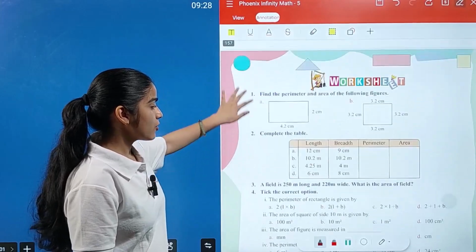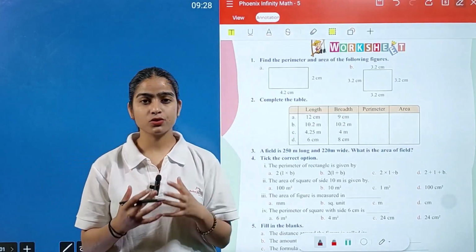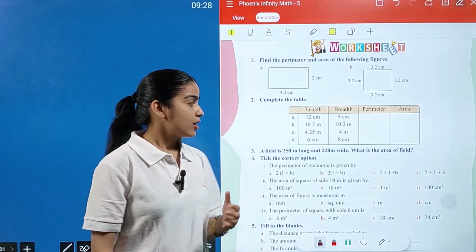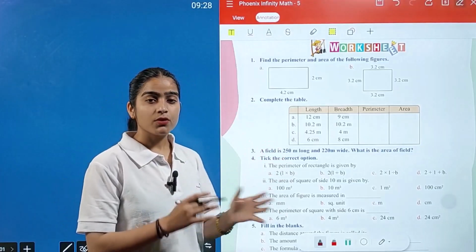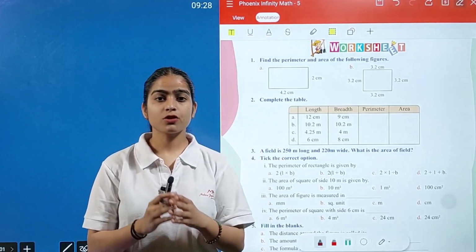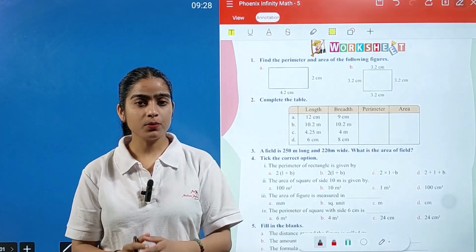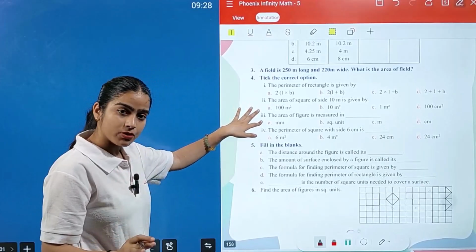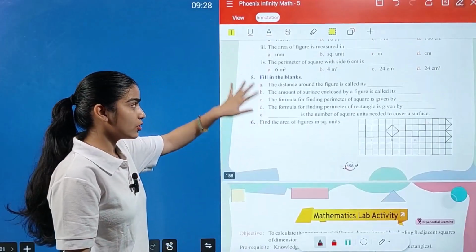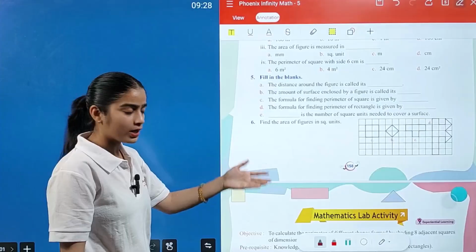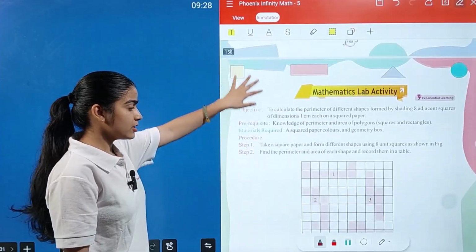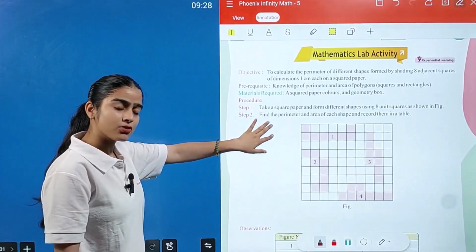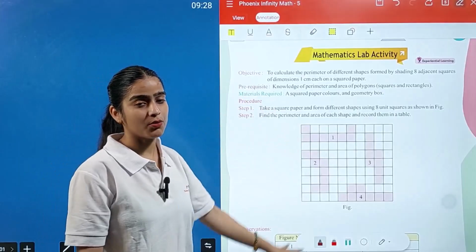So now you have your worksheet, where you have a combination of questions which we already did in our exercise. So first you have to complete your exercise and then come to your worksheet, and then you will find you can easily solve it. After this, there is a maths lab activity which you have to perform in your maths lab.